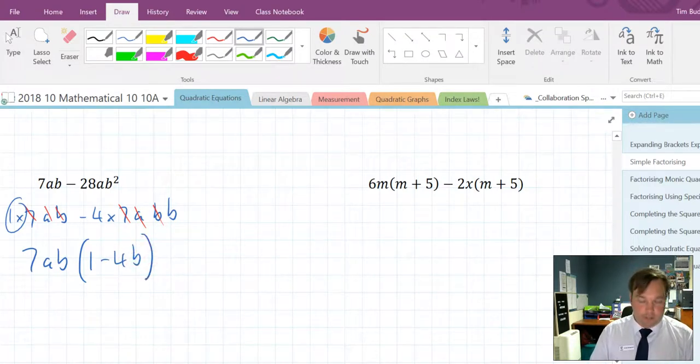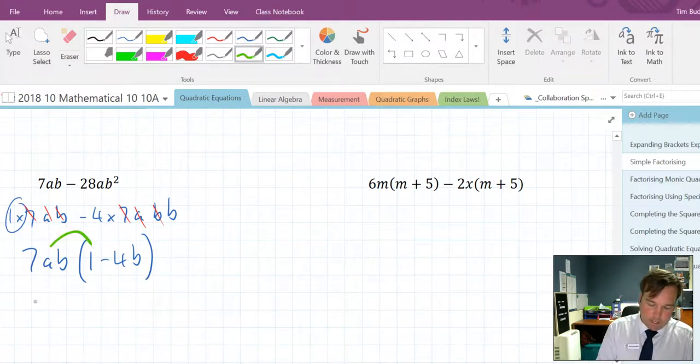Note, if you want to check whether you're getting it right, you can expand this back, and you should get back where you started. So to expand this back, we would do 7ab times 1 is 7ab.